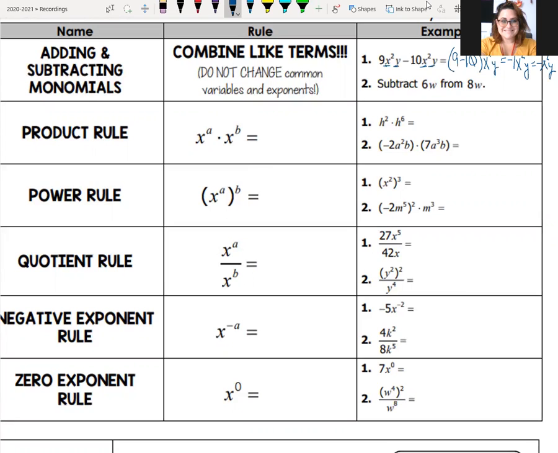Subtract 6w from 8w, which means we are taking it away from the second one. So we would have 8w minus 6w. We could also call that 8 minus 6 w, which is going to give us 2w.